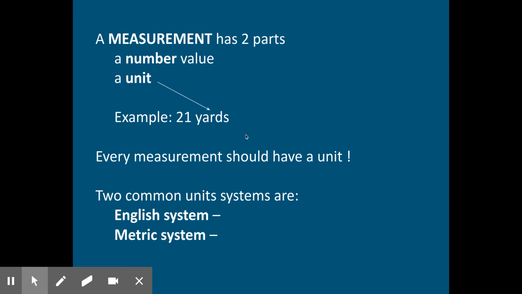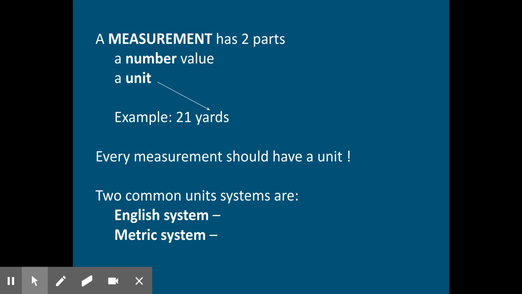We always have a number and a unit associated with it. So you'll see my example down here, 21 yards. If I didn't have the yards there, I would have no idea what you're talking about. If you had just the number 21, are you talking about the 21 tacos or 21 burritos or 21 cars that you have in your yard? So you always need some sort of unit attached to a number.